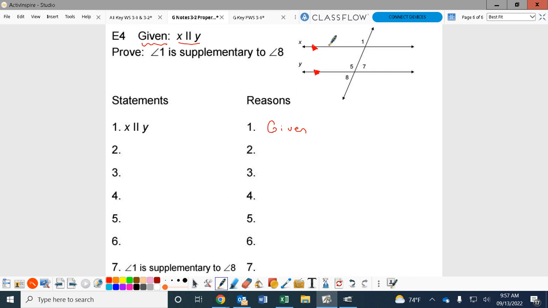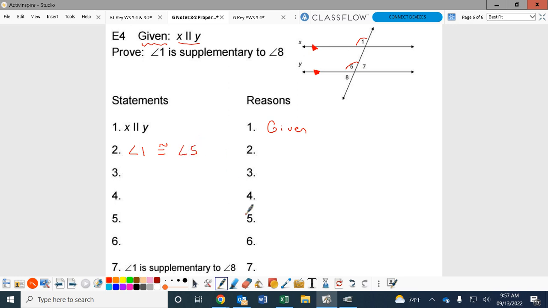Right. Now guys, our whole goal is to get 1 supplementary to 8. I've got to get 1 and 8 connected to each other. I don't have that yet, so I can start with 1 and see what I can connect to it. What angle in this picture is connected to the 1 somehow? 1 and 8? They're not any named angle. 1 and 5. What are 1 and 5? They're corresponding angles. So I can say that angle 1 is congruent to angle 5.